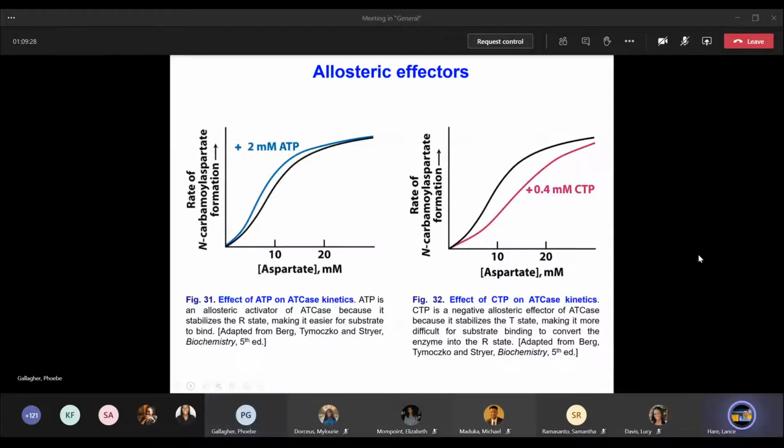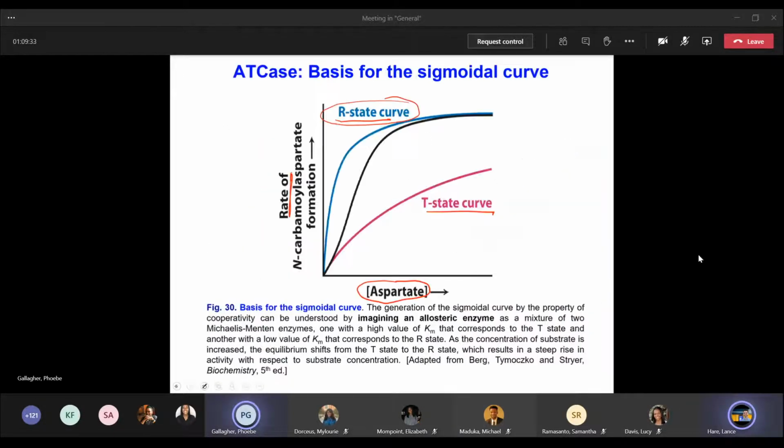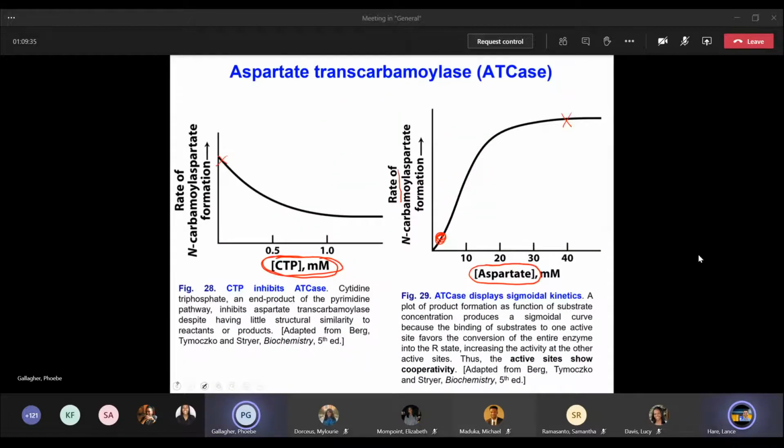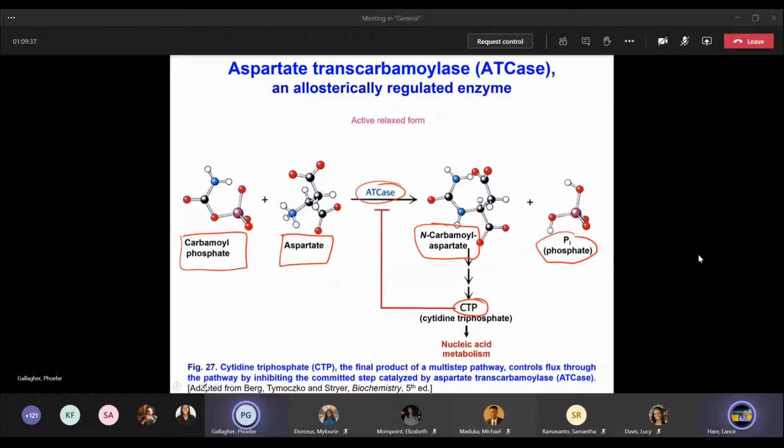Phoebe, I had a question. Yeah. So a couple slides back on ATCase, I know the pathways involved with these examples are kind of arbitrary, but are we not looking at de novo pyrimidine synthesis here?